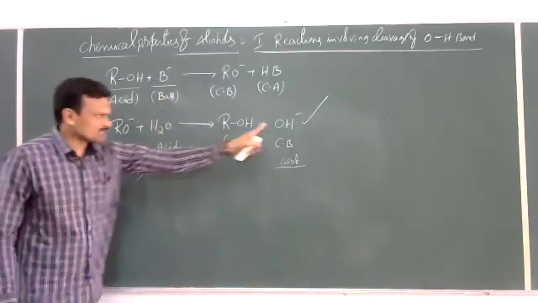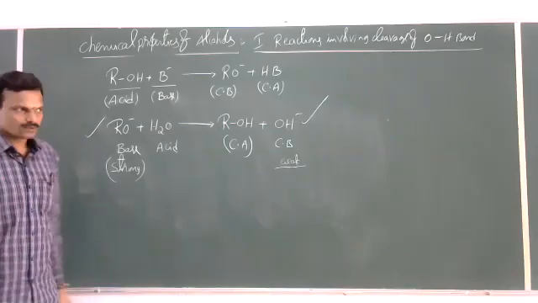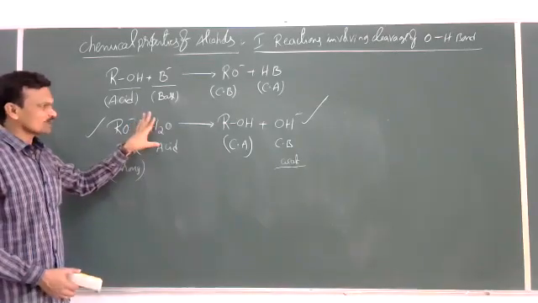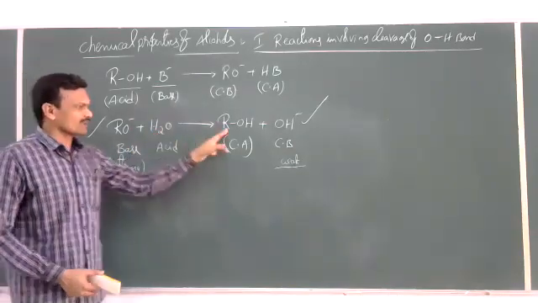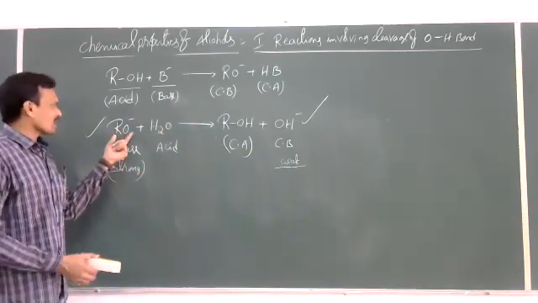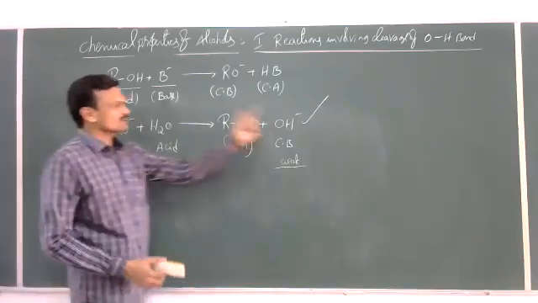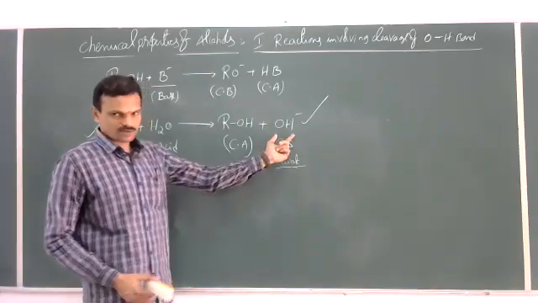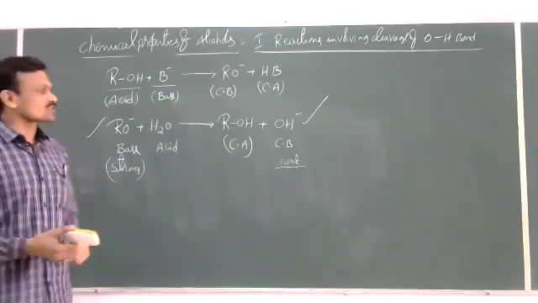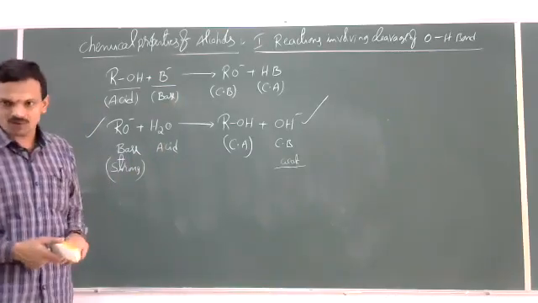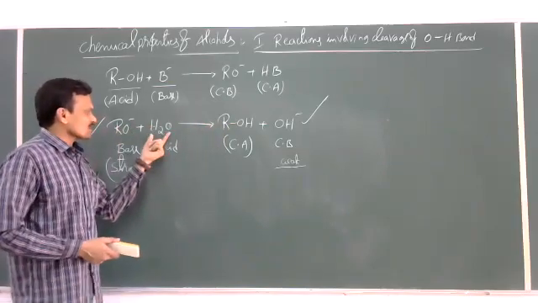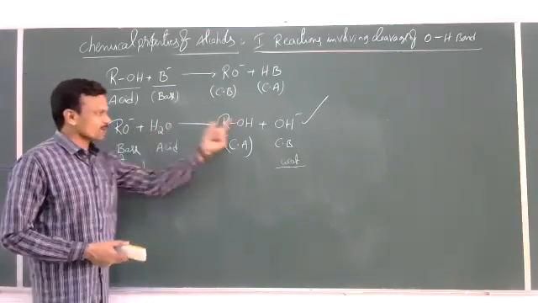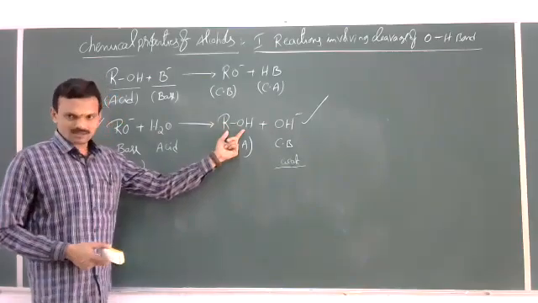As compared to R minus, OH minus is weak. So from this equation we come to know that water is a stronger acid than alcohol. Alkoxide is a stronger base than OH minus. So if we are comparing the acidic strength of alcohol as well as water, water is a stronger acid compared to alcohols.